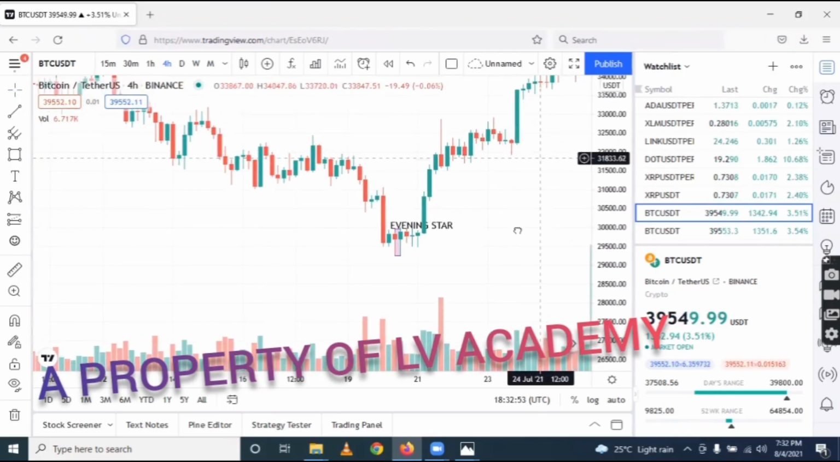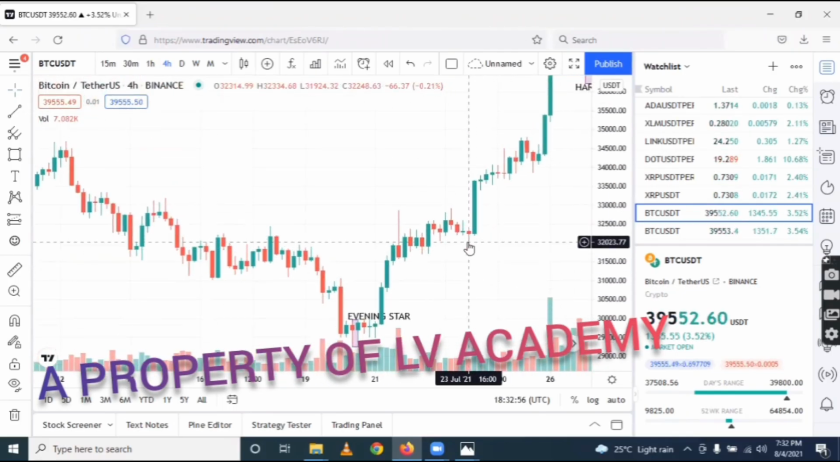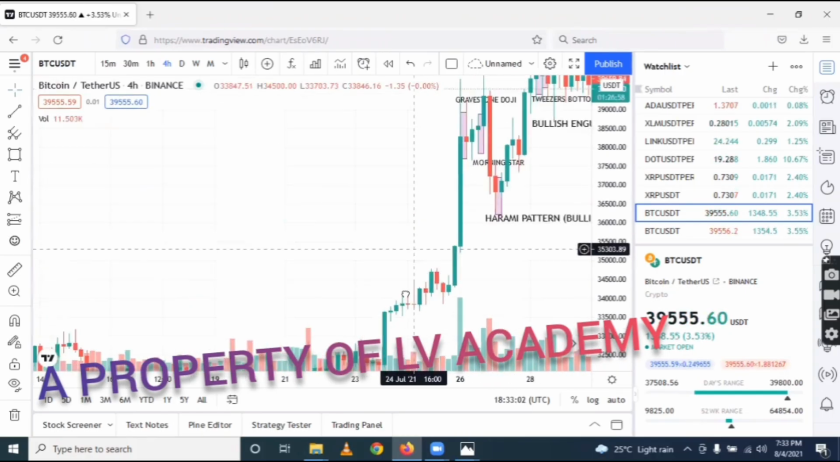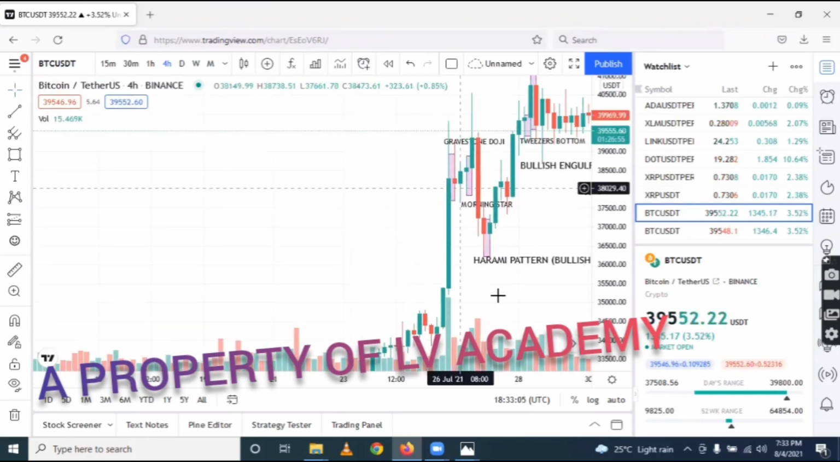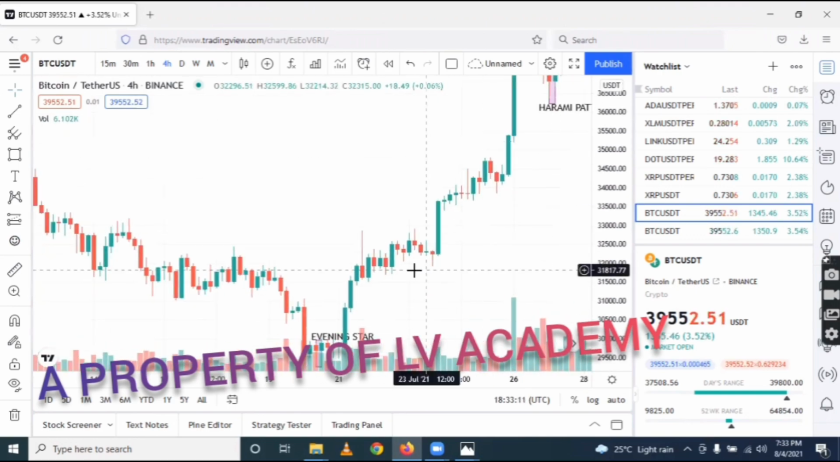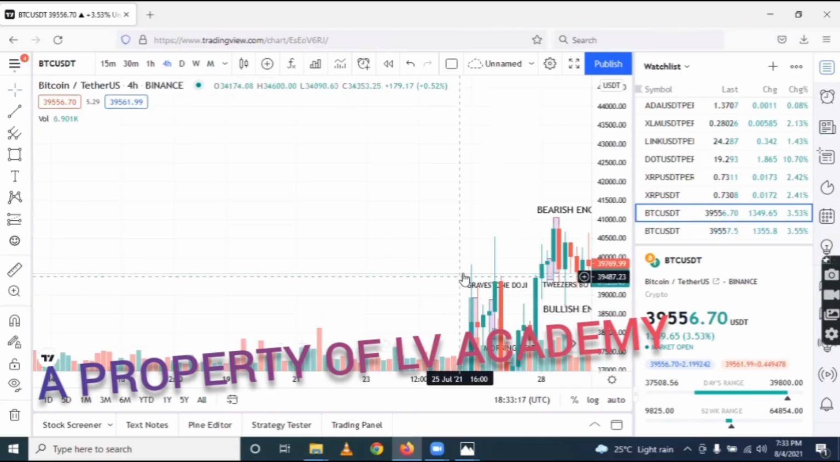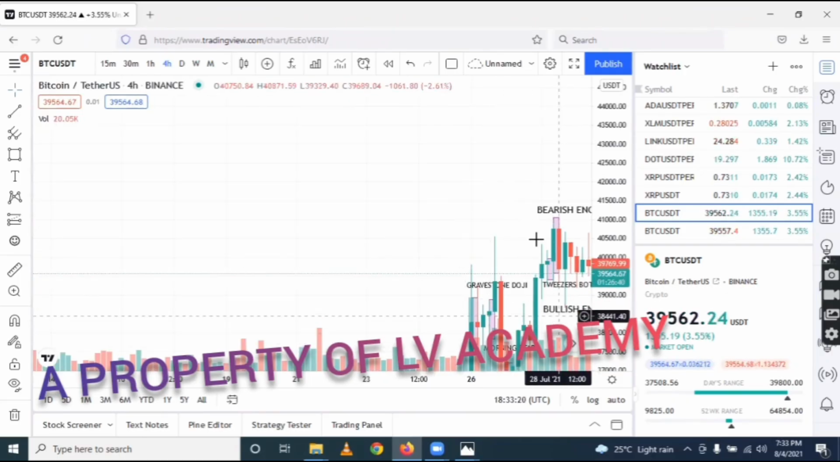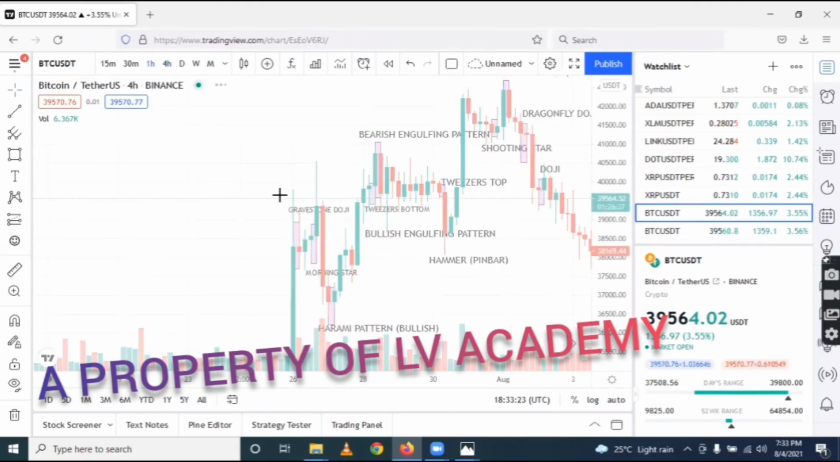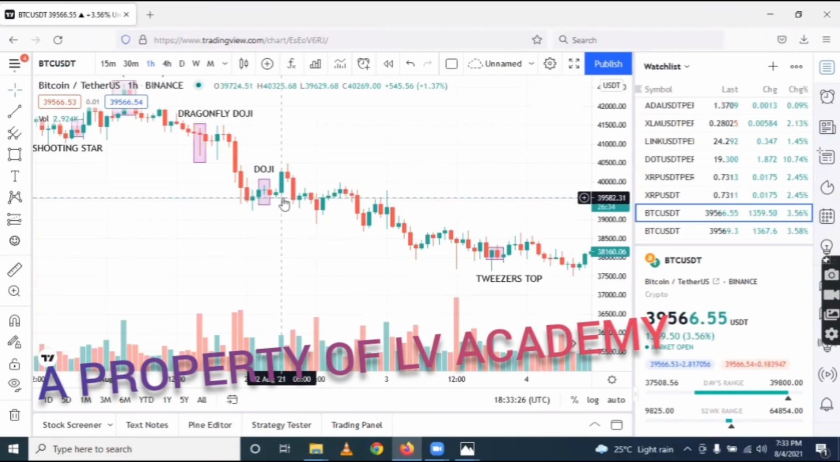See the bullish engulfing candle. See from 32, how it engulfed this smaller candle. And it went as high as 39.7 from 32K, 33K rather. Sorry, it went from 31K. It moved up to 39K. So that's how it is. That's for the bullish and bearish engulfing pattern.